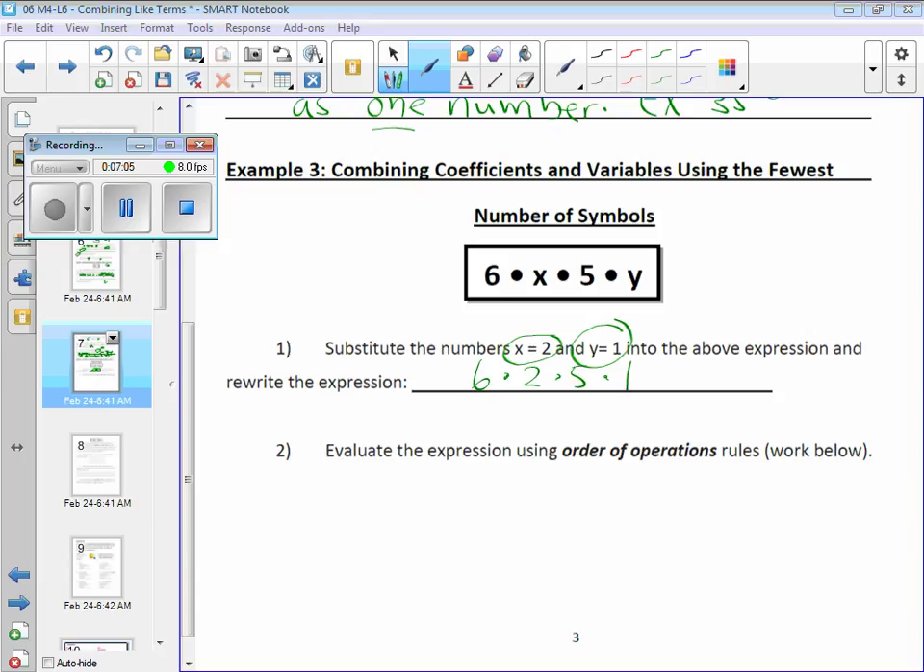Good. All right, use order of operations and get me an answer. Beck, what'd you get? Did you get 60? Yeah. Happens to be one of those ones that they're all multiplications, so you just go 6 times 2 times 5 times 1, and you get 60. I want you to circle it.